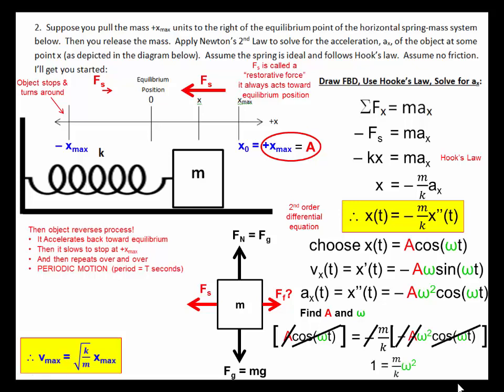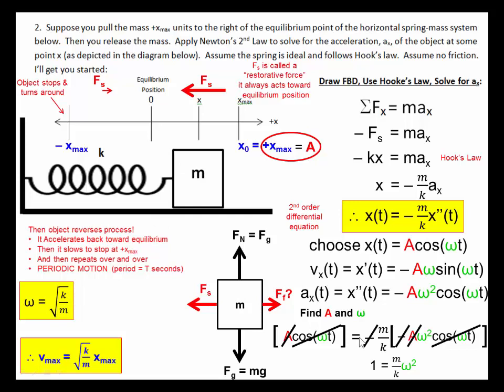Let's simplify, see what we get. This is nice. We've got a nice simple relationship that relates our angular frequency, omega, with m and k. So let's go ahead and solve for omega and see what omega is in terms of m and k. And what we get is omega equals the square root of k over m. And that's our angular frequency or angular speed of the motion of this object back and forth.